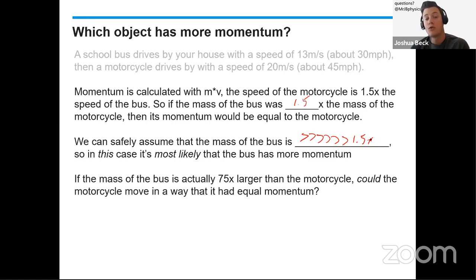Now, could the motorcycle move in a way that it does have equal momentum? Well, if momentum is calculated with m times v, well, the motorcycle has a much, much smaller mass, right? 75 times smaller. So in order to have the same momentum, it would just have to have a velocity that's 75 times bigger. Okay, so is that possible? Well, let's see. The school bus was going 13 meters per second. What's 75 times that? Let's see.